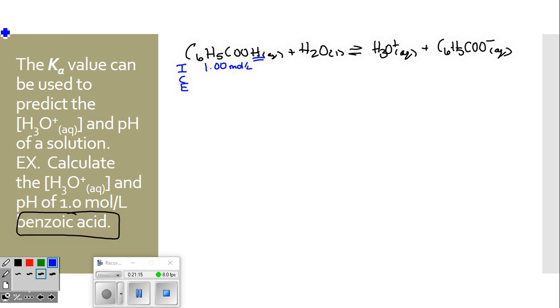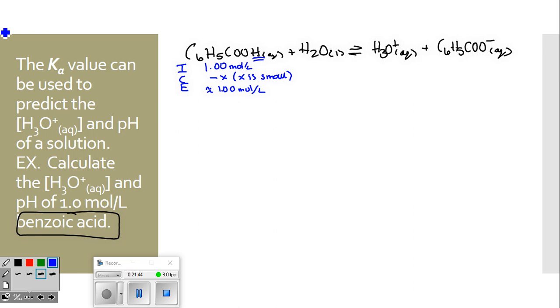So this change is going to be minus x, but x is so incredibly small because it's a weak acid. It doesn't ionize very much, so at equilibrium we will have essentially 1 mole per liter. It'll be 1 mole per liter minus 0.0000 something, but when I round it, it's going to be the same number.